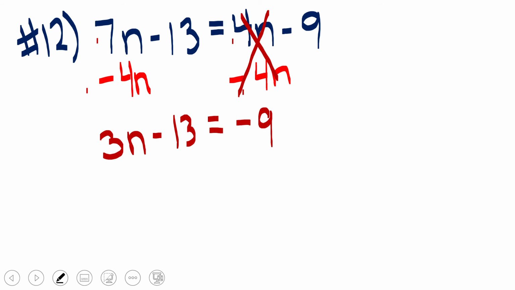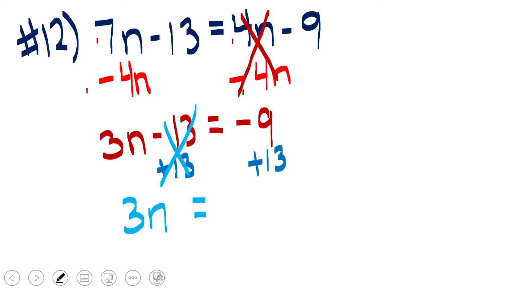We're trying to figure out what n equals. So our next step is to remove the negative 13 from the left side of the equal sign to the right side. It's a negative 13. We're going to add the opposite. To keep equivalency, do the operation on the other side of the equal sign. Simplify. 3n, negative 13 plus 13 goes away, equals negative 9 plus 13. In the margin, that would be like 13 minus 9, and it equals 4.